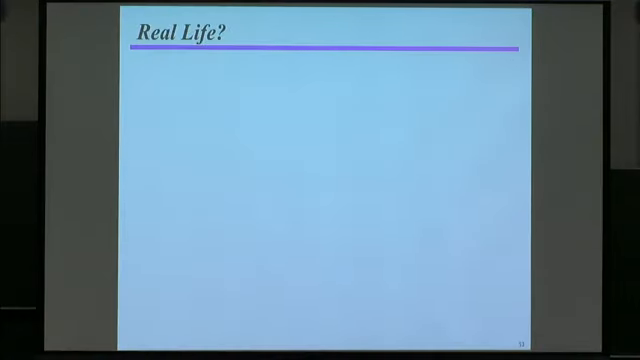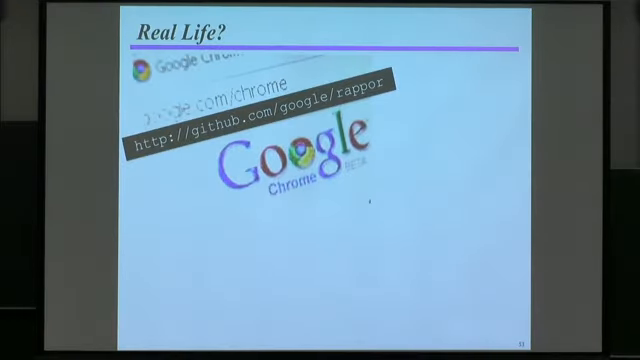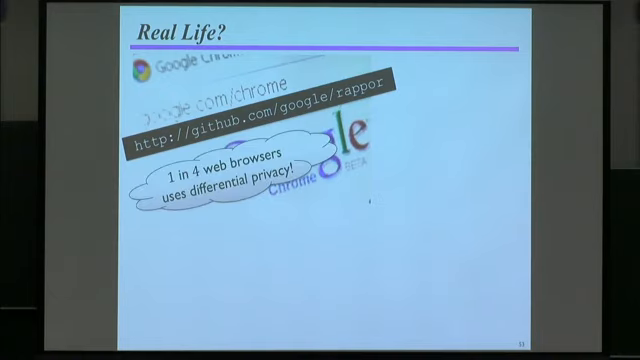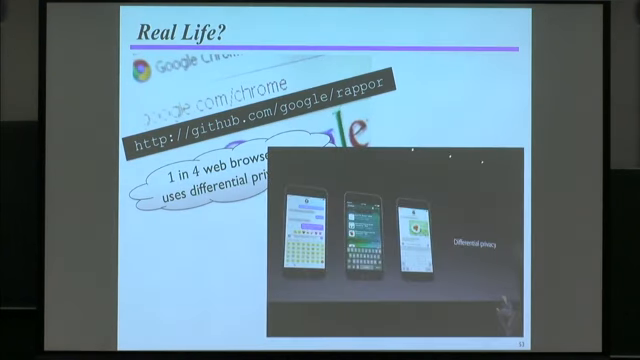And it's also led to a number of real data products. So the Rappor project is running at Google. They've instrumented the Chrome browser for differentially privately reporting statistics about browser settings. So there's a real sense in which 1 in 4 web browsers use differential privacy. Apple recently announced they'd be doing something similar for collecting information from smartphones.